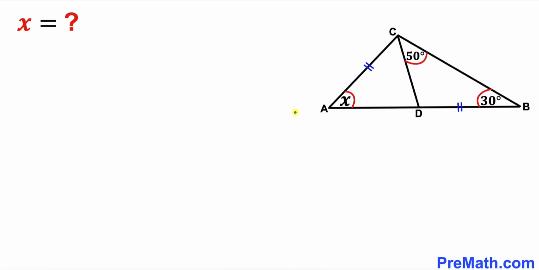Welcome to PreMath. In this video, we have got this triangle ABC along with this line segment CD, as you can see in this diagram, such that this angle ABC is 30 degrees and this angle BCD is 50 degrees. And furthermore, this line segment BD is equal to this line segment AC. And now we are going to calculate this angle X.